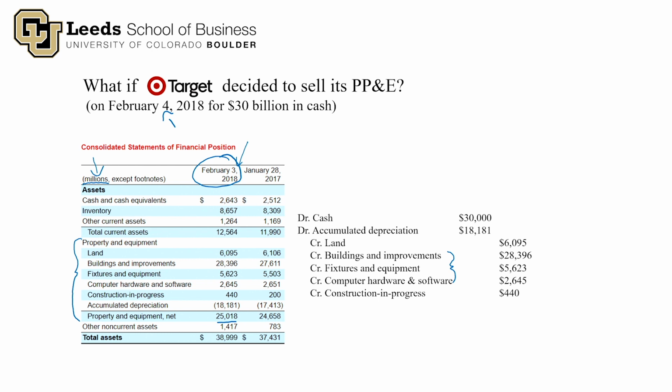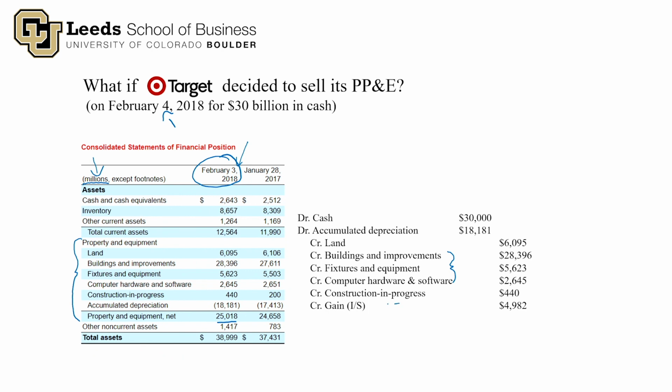And the reason is we got more cash than the net book value of all of our assets, right? The net book value was $25 billion. And so what we need to balance this journal entry is either a debit or a credit. If we received cash of less than $25 billion, we'll be recording a debit. But since we received cash of more than $25 billion, we need an extra credit to balance this journal entry. And the amount that we need is $4,982,000,000 to balance the journal entry.